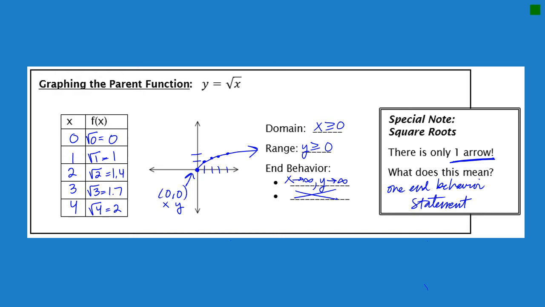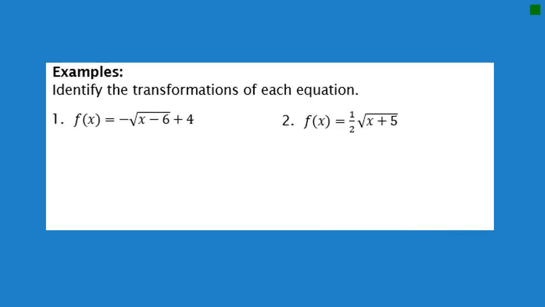That's the only end behavior statement that we need. I want to write down our formula that we've been using, but I'll make it specific to the square root function. All of these letters, A, H, and K, behave the exact same way regardless of what family it is.